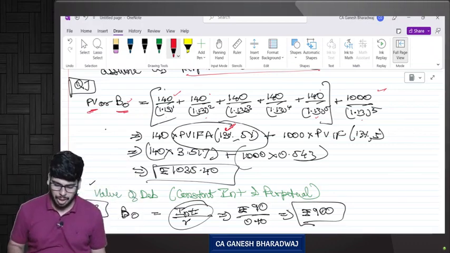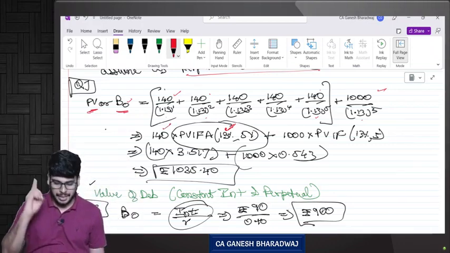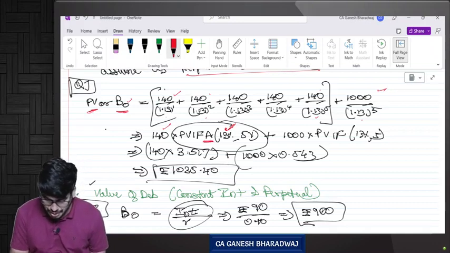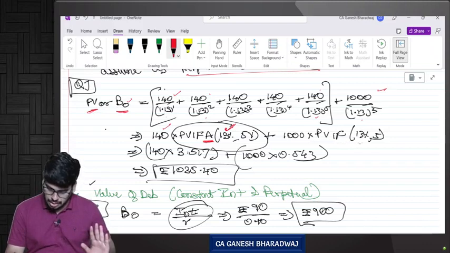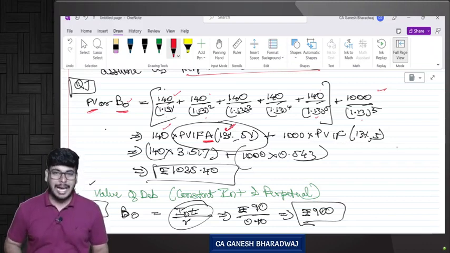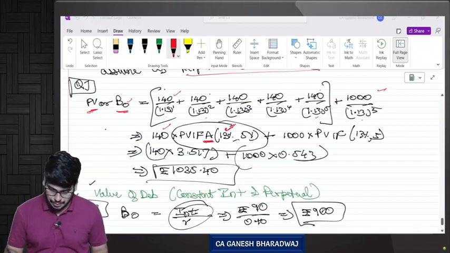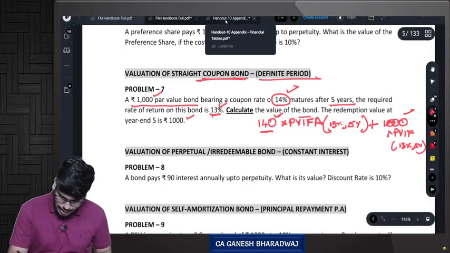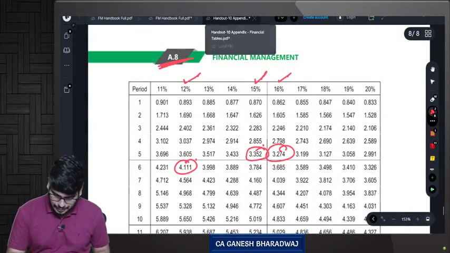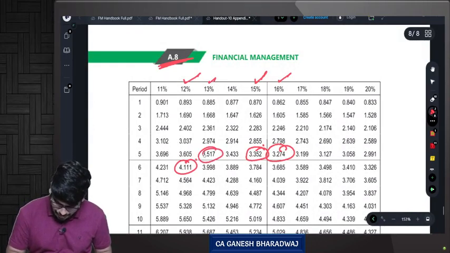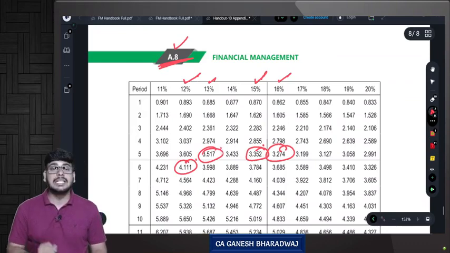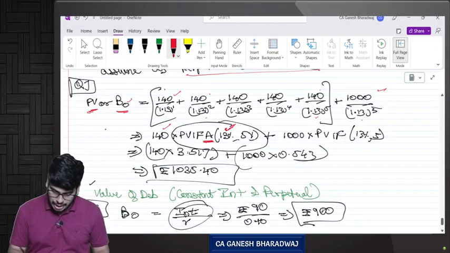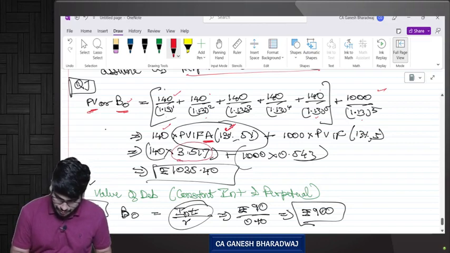The present value of the bond is nothing but here 140 into present value interest factor of annuity for 13%, 5 years, plus 1000 into present value interest factor for 13%, 5 years. So let's go to the annuity table and see the present value interest factor of annuity for 13%, 5 years. Page 8A, 13% 5 years. How much is it? 3.517. Correct? So you can just populate the figure here, 3.517.